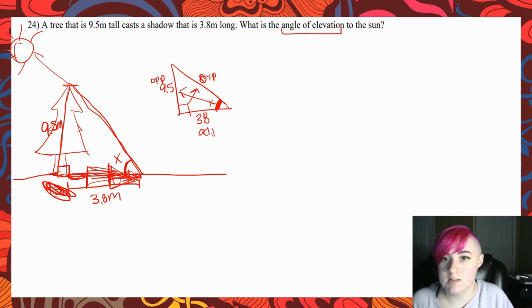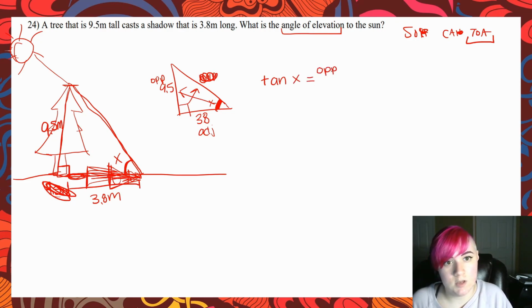Again, this time we don't have the hypotenuse. So if we're looking at SOHCAHTOA, this one has a hypotenuse, this one has a hypotenuse. We're looking at tangent. So tangent of this X, the angle we're looking for, is going to be opposite over adjacent. That's what the O and the A stand for. So tangent of X is equal to opposite, 9.5, divided by the adjacent, 3.8.